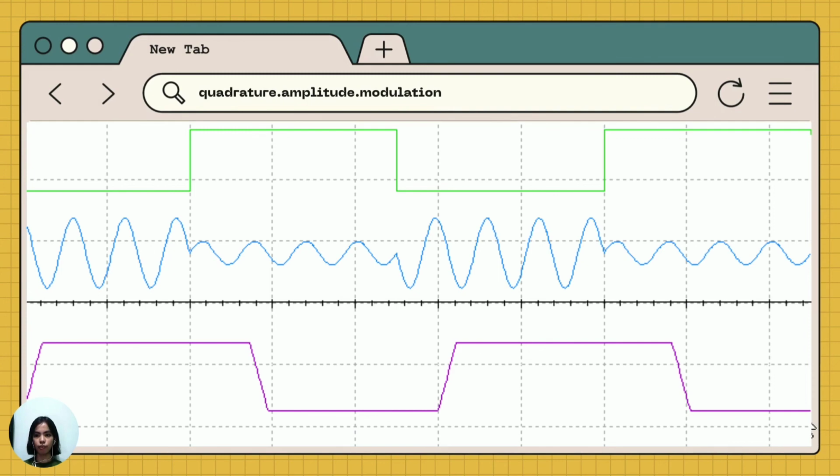This is the waveform of the demodulator circuit. The first one is the modulating signal. The next one is the modulated signal. Then the purple signal is the demodulated signal. The QAM demodulator circuit uses the modulated signal as the input to get the QAM demodulated signal.